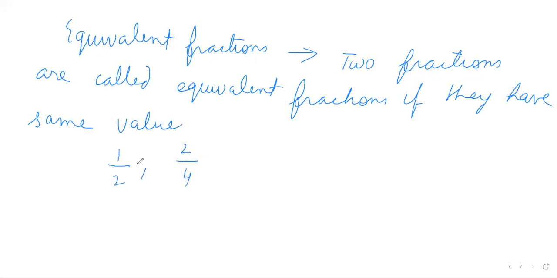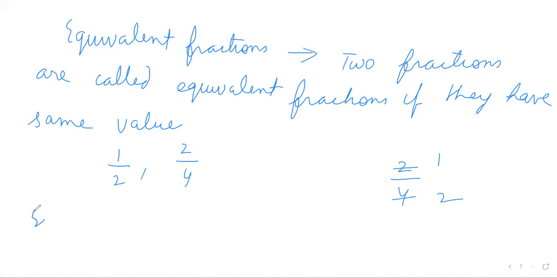Can you see? If I multiply numerator as well as denominator of 1 by 2 by 2, then it will become 2 by 4. Yes, ma'am. So their value is same. Or if I cut 2 by 4, 2 ones are 2, 2 twos are 4. So yes, I am getting 1 by 2. So you can see these two are equivalent fractions. Their value is same. Yes, ma'am.